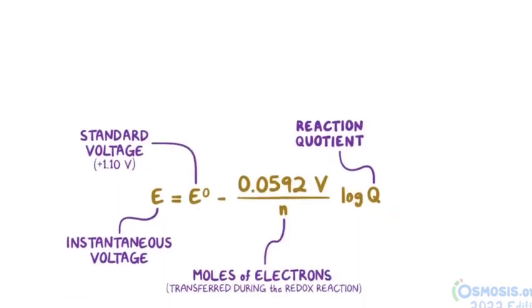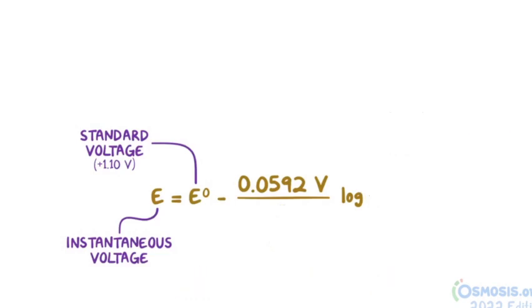Overall, 2 moles of electrons are transferred during our redox reaction, so N equals 2. To get Q, we take the concentration of zinc 2 plus ions divided by the concentration of copper 2 plus ions. Since both ion concentrations are 1.0 molar, Q is equal to 1.0 divided by 1.0, which is 1. When we plug all that into the Nernst equation, we find that the instantaneous voltage is equal to positive 1.10.